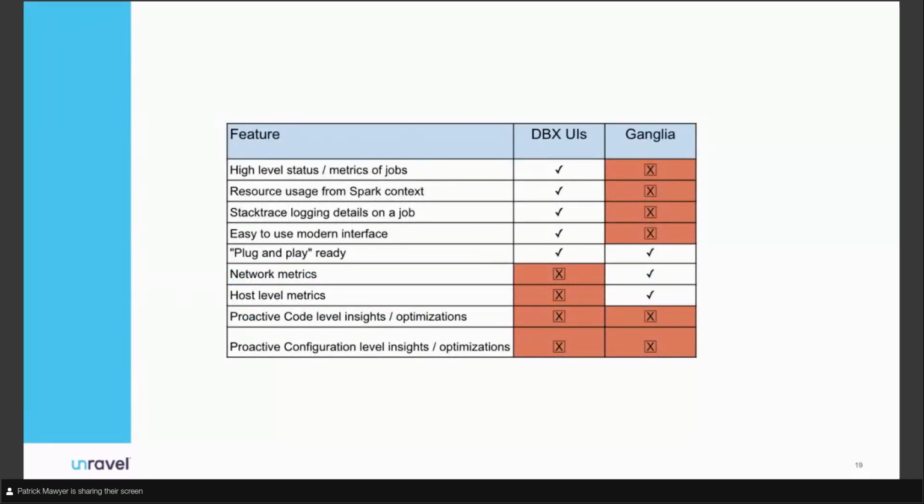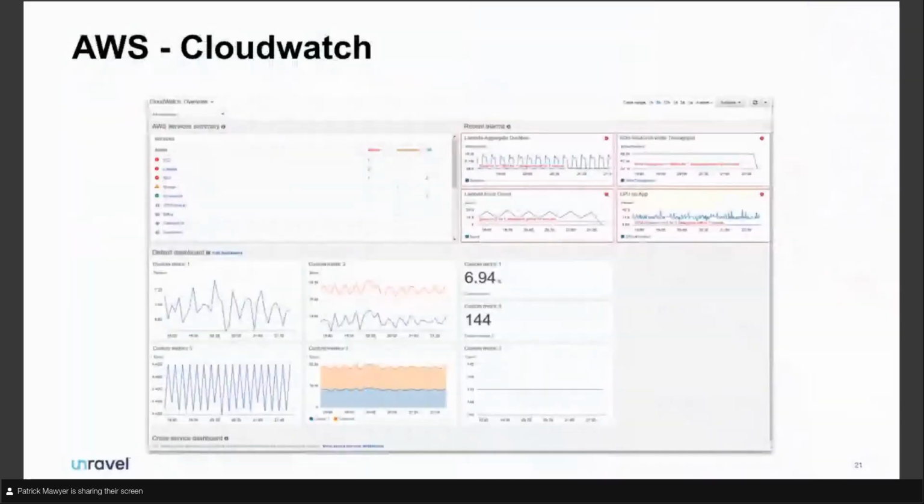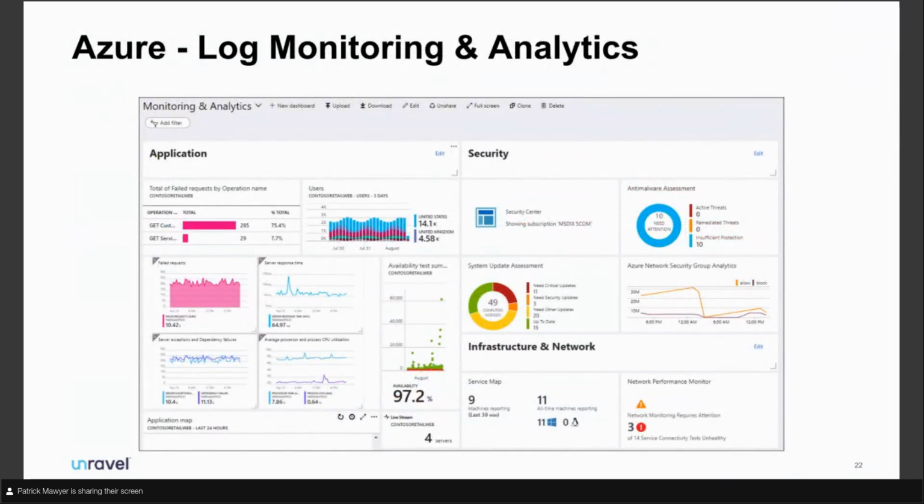But if we take Ganglia and we add that on to what we have with our Databricks UI and logging, we complete a little bit more of the picture, adding in those host level metrics, network and disk usage, but we're still missing proactive code level insights and configurations. There's other monitoring solutions. You've got your cloud providers, things like CloudWatch, Azure Log Monitoring and Analytics.